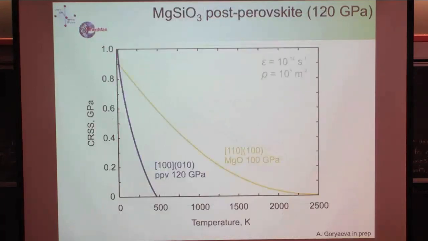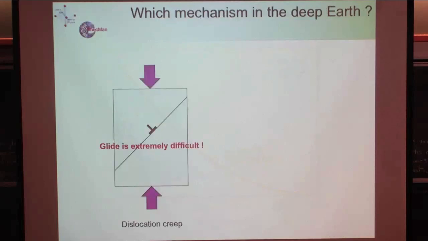Still, you remember the post-perovskite, this small dislocation. So now it's very weak. We lose lattice friction at only 500 K. So then in that case, it's just interaction between defects that will control the stress at a much lower level. And we see that it's even weaker than MgO. I'm sorry, yellow is not a good idea. It's even weaker than MgO at 100 GPa. So MgO would be a little bit stronger than that at the same pressure as the post-perovskite. So we really have a phase which is really weak in the plane of the layering.